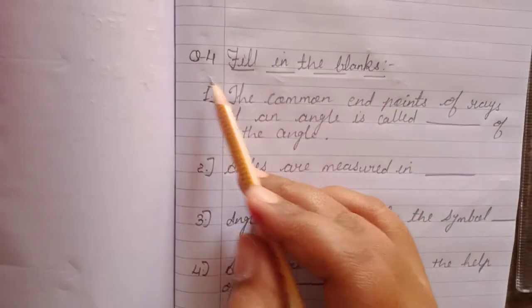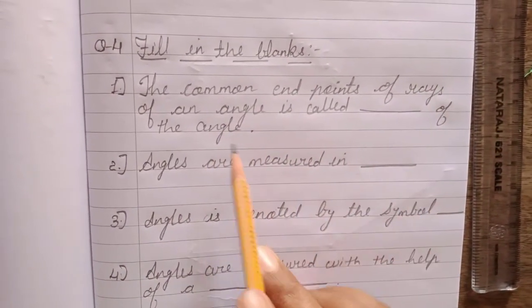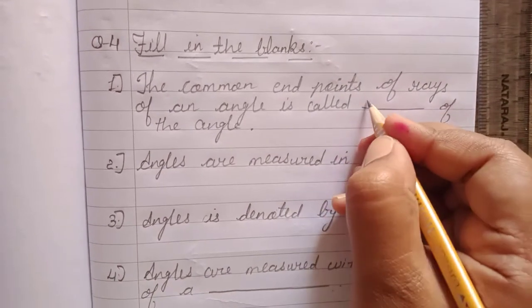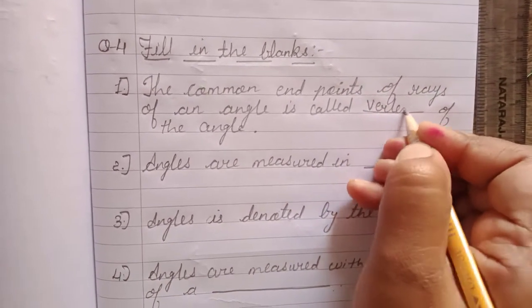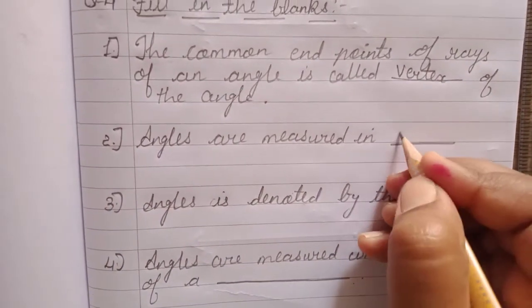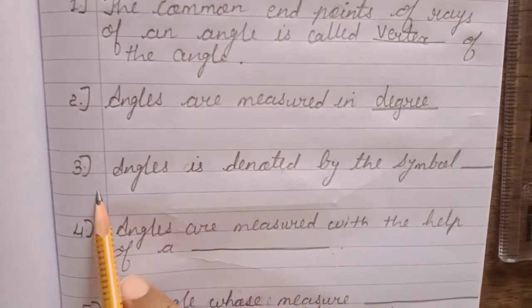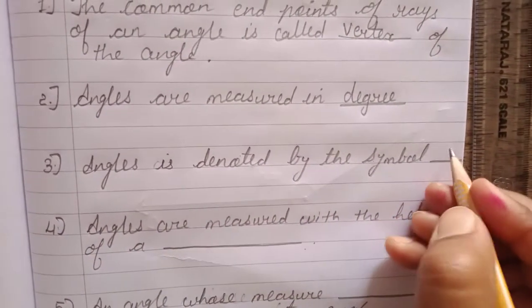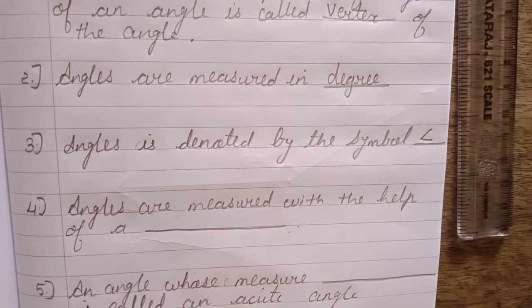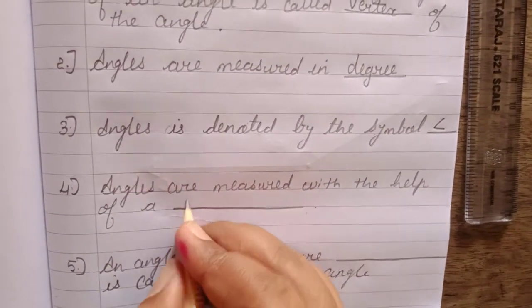Now question number 4, fill in the blanks. Number 1, the common end point of rays of an angle is called dash of the angle. So what is that? That is the vertex of the angle. Now number 2, angles are measured in degrees. Now number 3, an angle is denoted by this symbol. Now number 4, angles are measured with the help of a protractor.